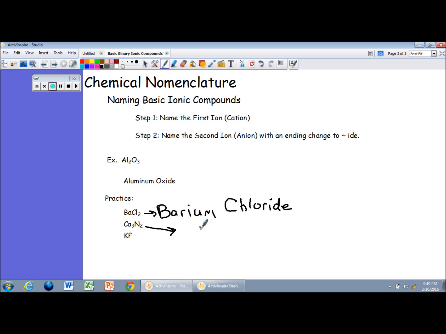Ca3N2. Well, the cation here is calcium, so we always name the positive ion first. Sorry, I think I'm misspelling that. So let me erase that. And then looking at our anion, it's nitrogen, so the base or root is nitr. And then we're just going to add the "ide," nitride.